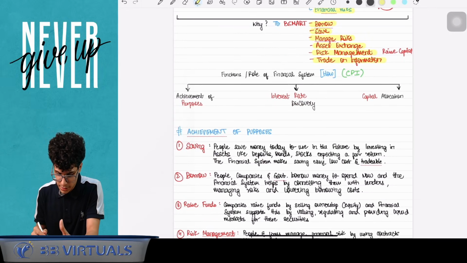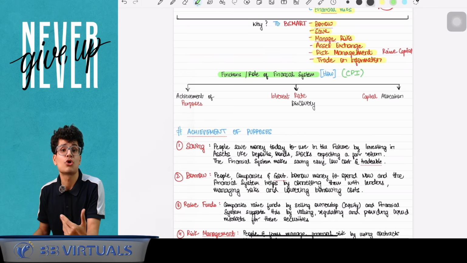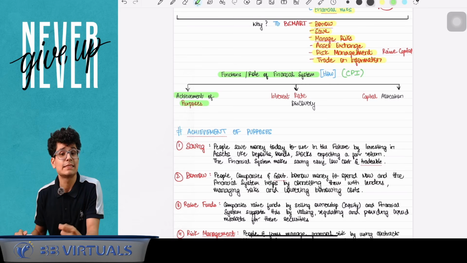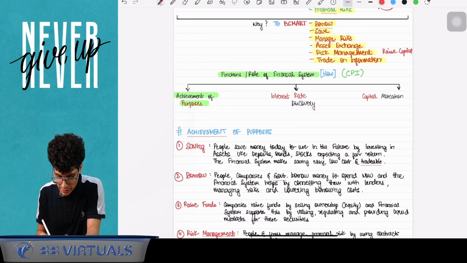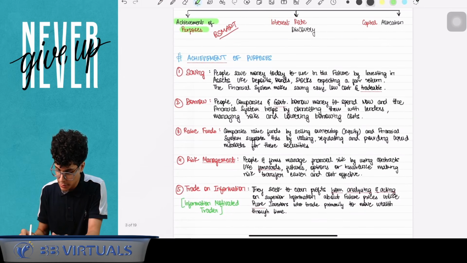अब आ जाता है the next topic, that is what are the role or the functions of a financial system. Financial system actually में करता क्या है? What is its contribution in an economy? So first, it helps in achievement of purposes. What are these purposes? These are nothing but whatever we did right now, to be smart. ठीक है? अब if we just read through एक बारी, what is it?